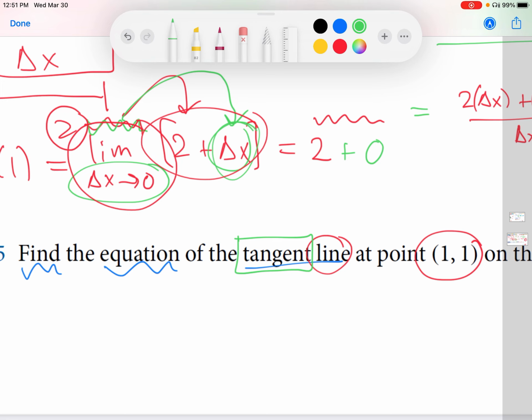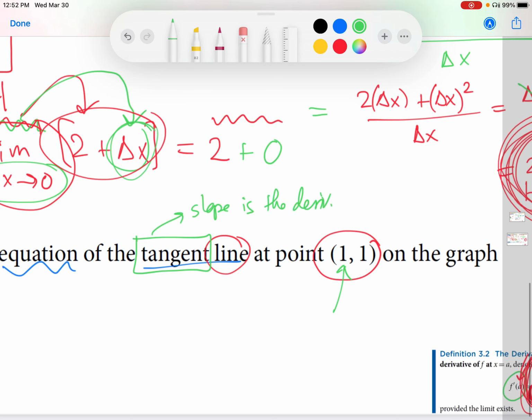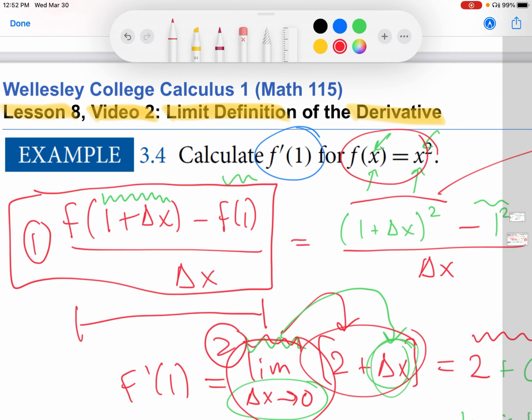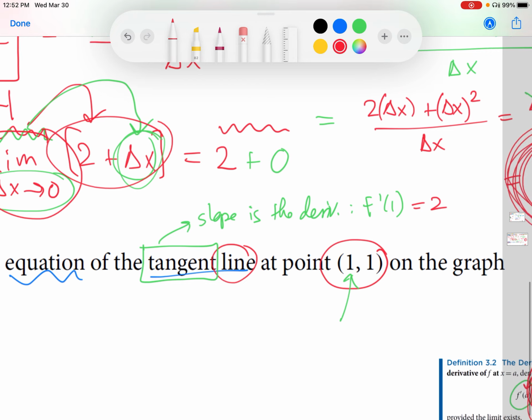What does that mean? That means that its slope is the derivative. In this case, we're looking at the point 1, 1. In other words, x is 1. So the slope is the derivative f prime of 1, which we just calculated to be 2, right? Because the function we're using here is the same one we were using in the example above. Okay, so now let's redo our analysis. I'm asked to find the equation of a line which has slope 2 and passes through the point 1, 1.